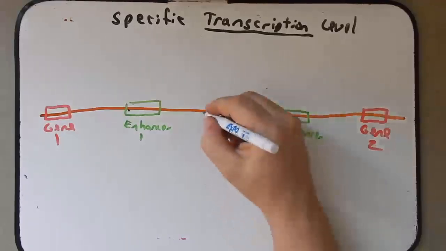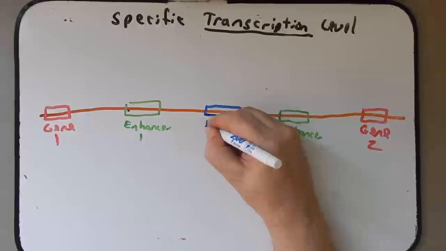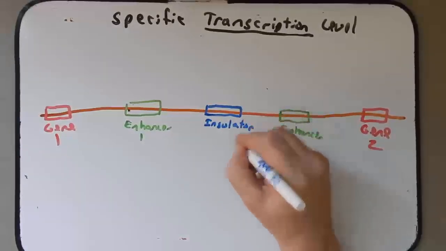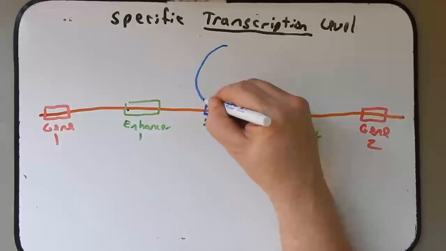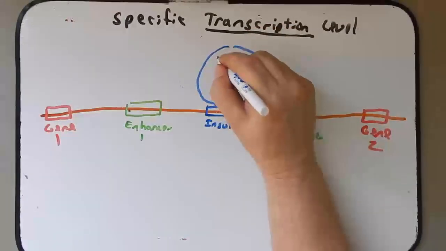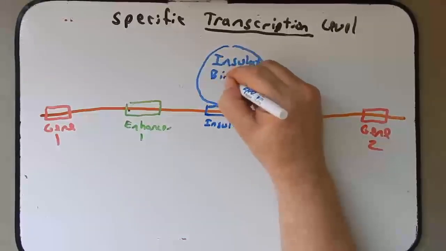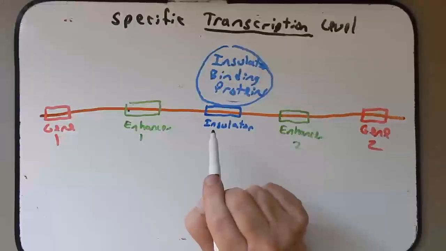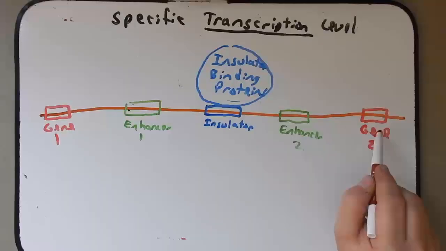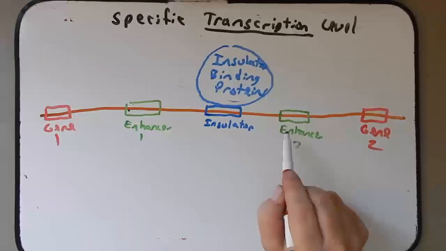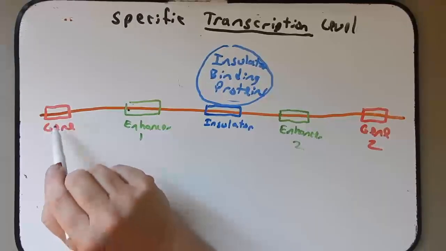And so what they've discovered is that there are these special sequences here that we will call insulators, insulator sequences. And what these insulator sequences will do, and this is a very clever name, they will bind proteins, or several proteins, which we're going to call insulator binding proteins. These insulator binding proteins, by various mechanisms, prevent enhancer 1 from enhancing the expression of gene 2, and they prevent enhancer 2 from enhancing the expression of gene 1.